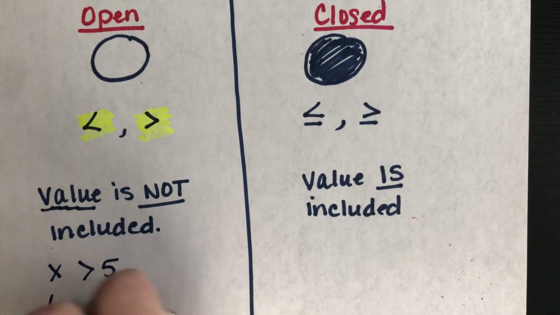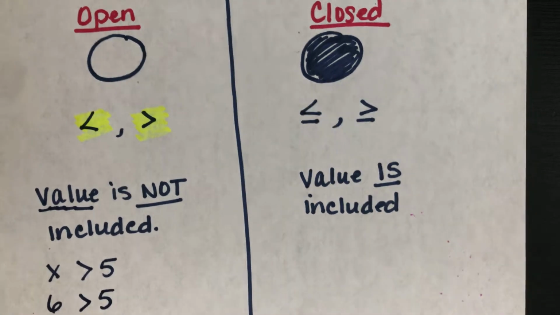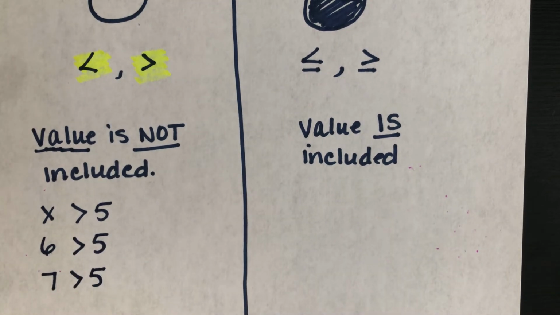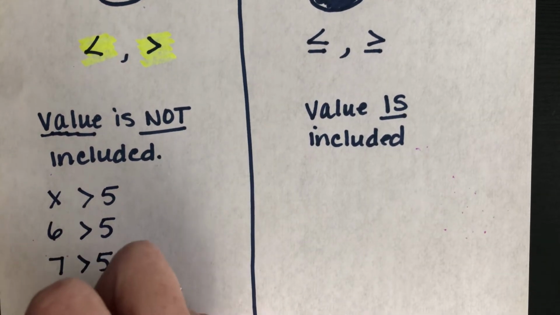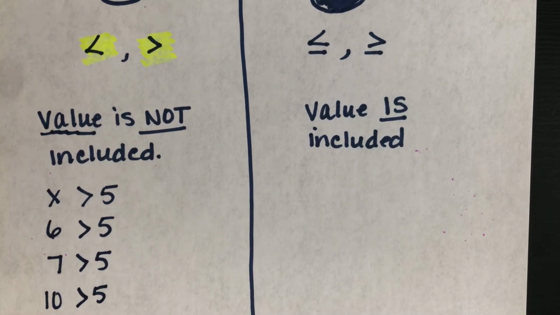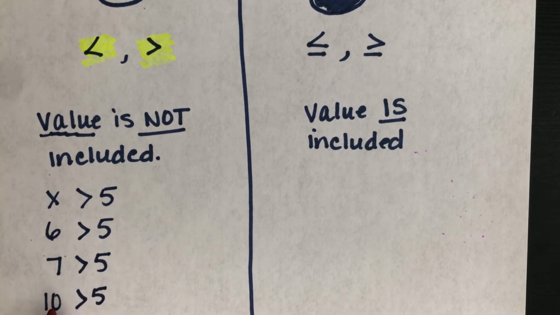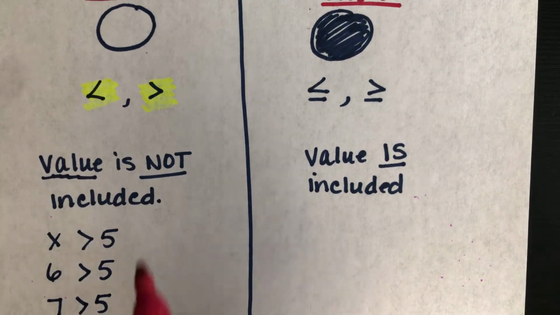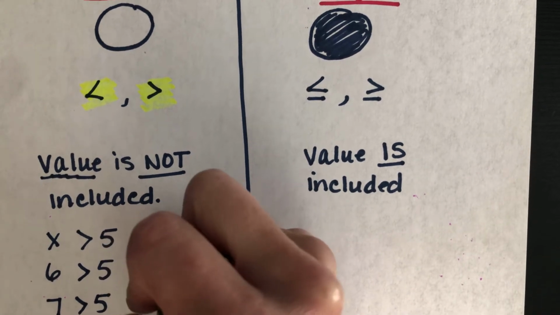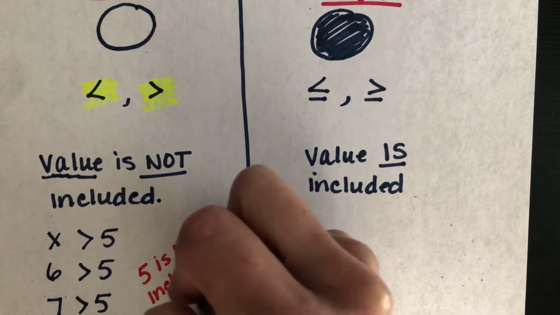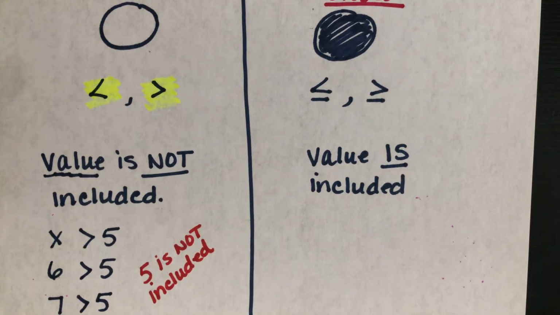So I could plug in 6 is greater than 5, and that makes the statement true. I could plug in 7 is greater than 5. That makes the statement true. I could also plug in 10 is greater than 5. That makes the statement true. So any time that you have a value that is greater than 5, it would make this statement true. And you would see an open circle on the number line. So 5 is not included.